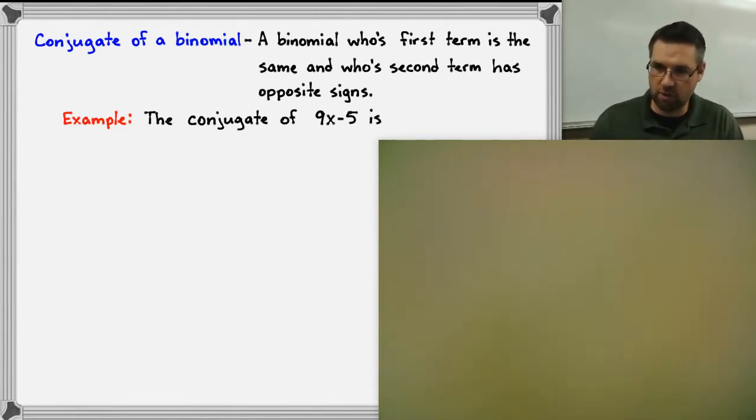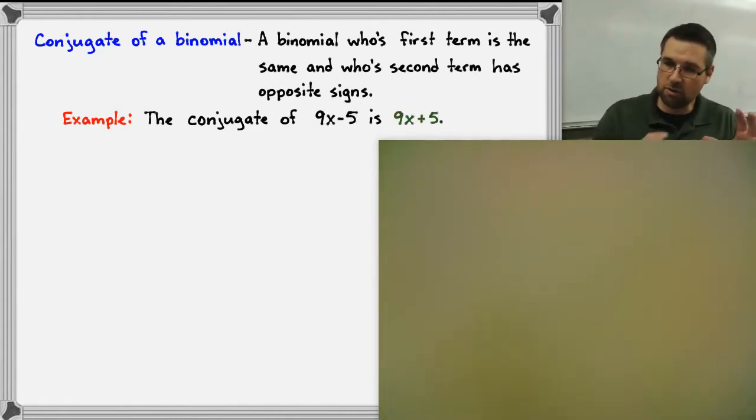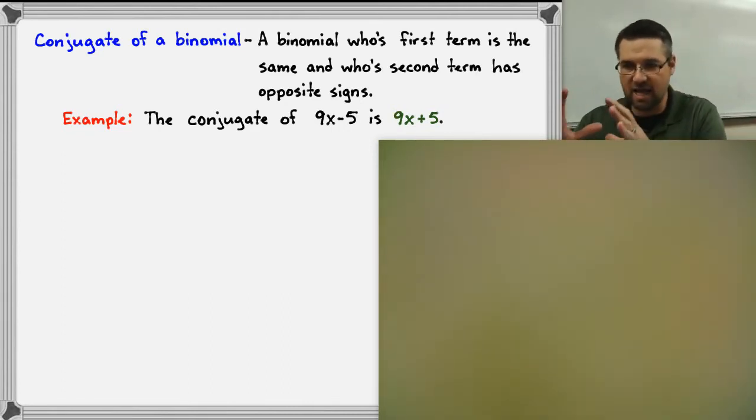So for example, if I have a binomial that says 9x minus 5, what would the conjugate be? Don't get overwhelmed with it. We're not doing math here. We're just identifying the idea of a conjugate. The conjugate of a binomial has the first term the same and the second term with opposite signs. So the first term in this case is 9x, so the conjugate will have 9x. The second term in this binomial is negative 5, so the conjugate's second term will be positive 5. So the conjugate here is going to be 9x plus 5. The original was 9x minus 5, and the conjugate is 9x plus 5.